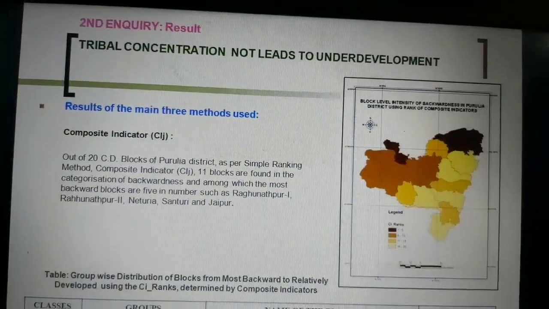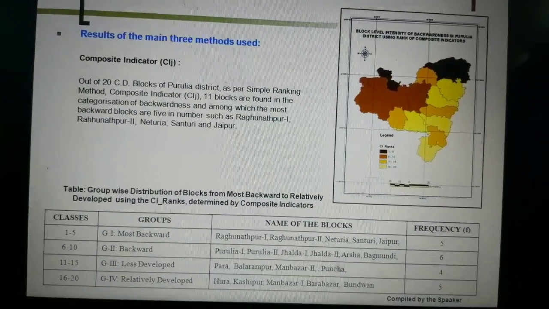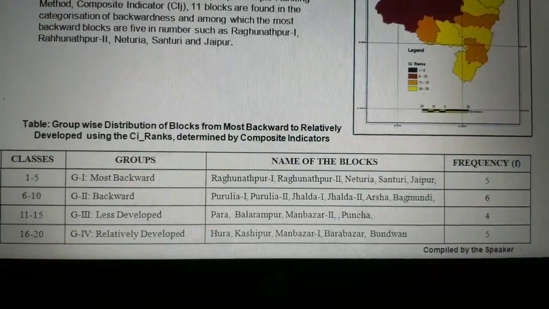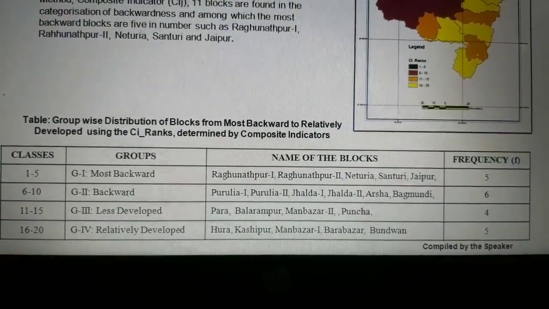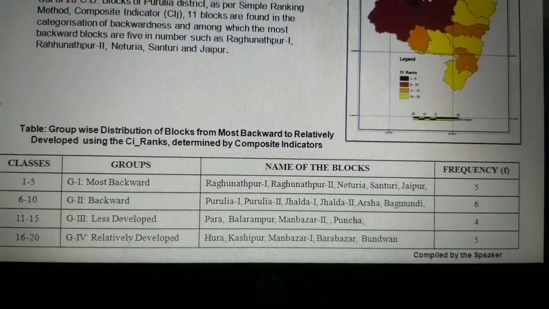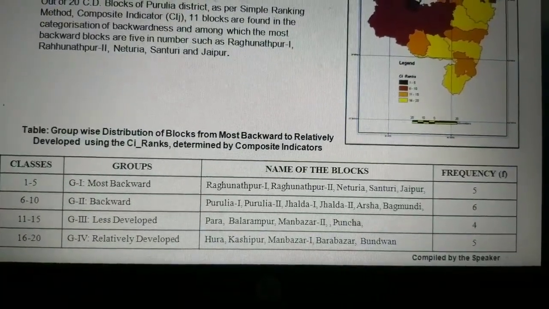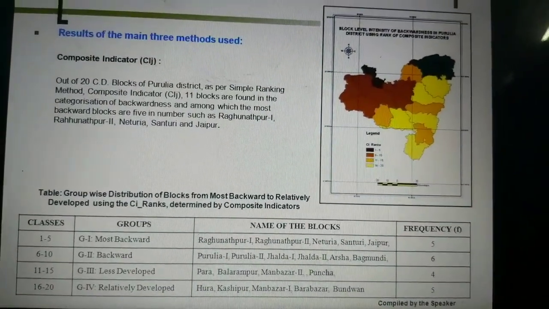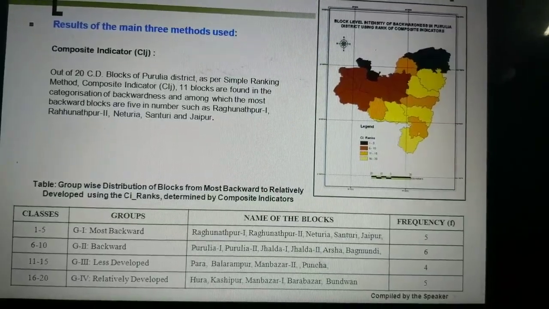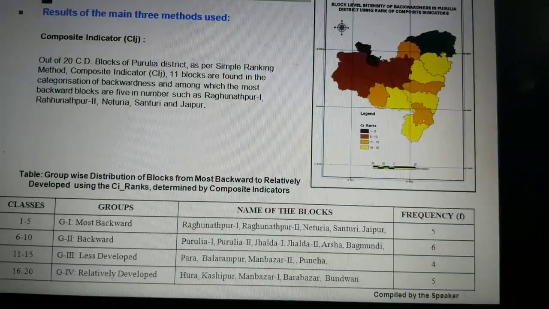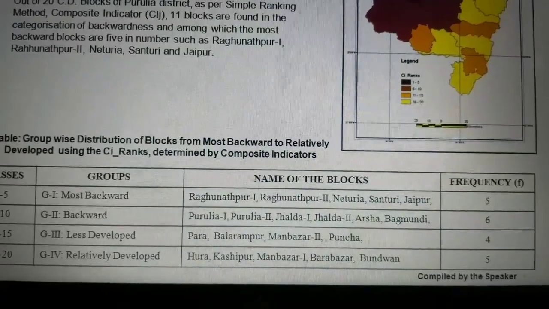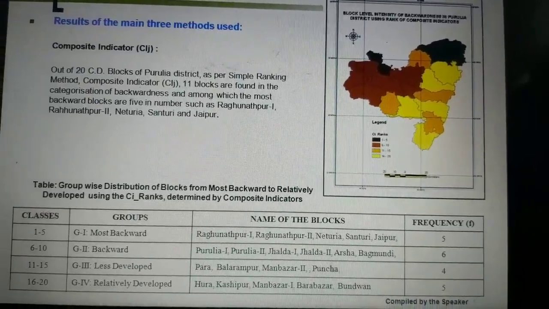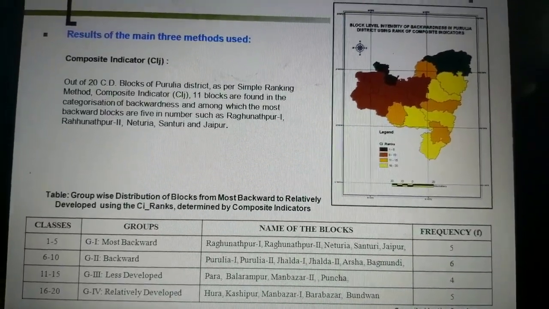In the case of the composite indicator, I have categorized the levels of development into four groups: G1, G2, G3 and G4. G1 is most backward, G2 is backward, G3 is less developed and G4 is relatively developed. Unfortunately, I haven't found any block in the category of G5, that is a developed one, in this district. In the composite indicator, I have found 5 blocks in the category of most backward: Raghunathpur 1, Raghunathpur 2, Neturia, Saturia and Jaipur. For your kind information, these 5 blocks are not typically the scheduled areas or the tribal areas of the district.